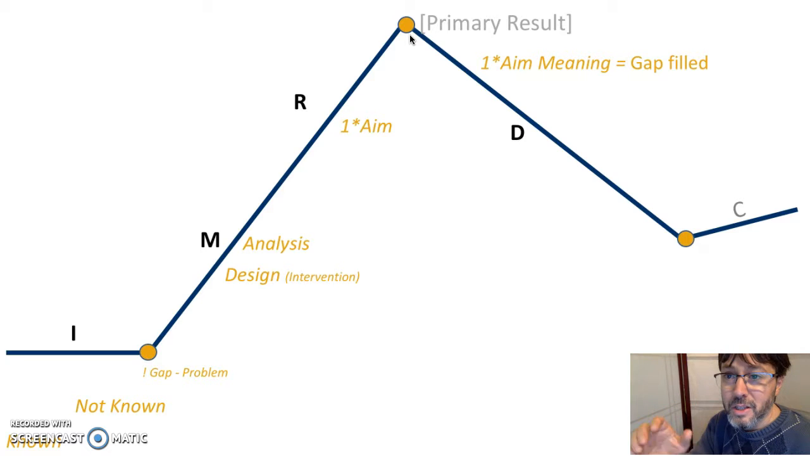So in the discussion section, you're going to say, what's the meaning of your primary aim? How did your work fill the gap between what was known and what wasn't known? And then at the end, you're saying, what's the future? What's the extension of your work? What are the limitations? So what does it mean that you found this result of your primary aim?